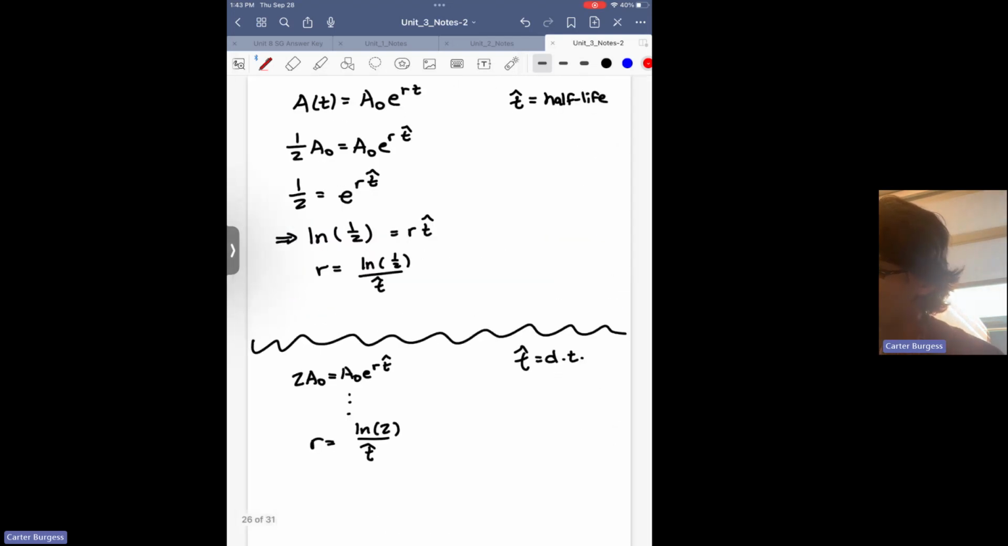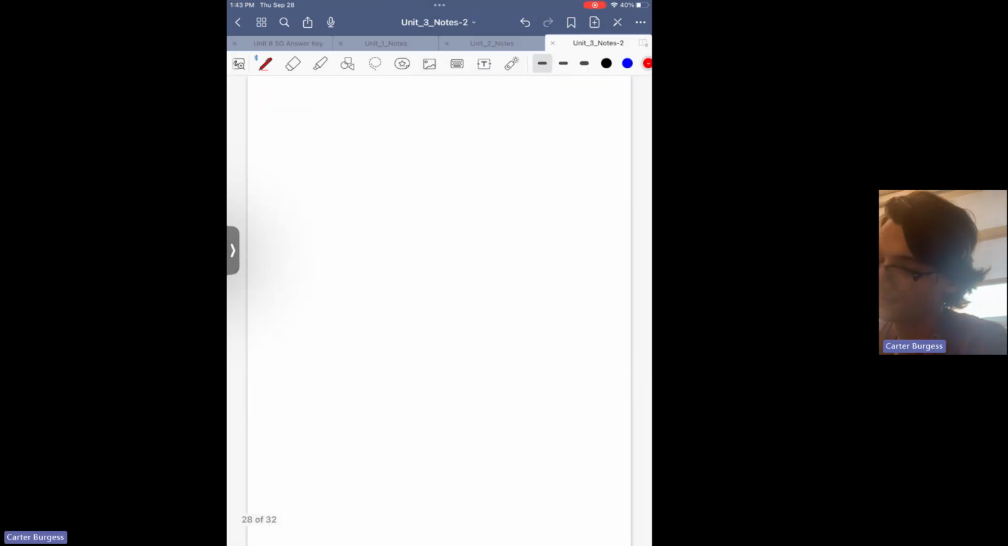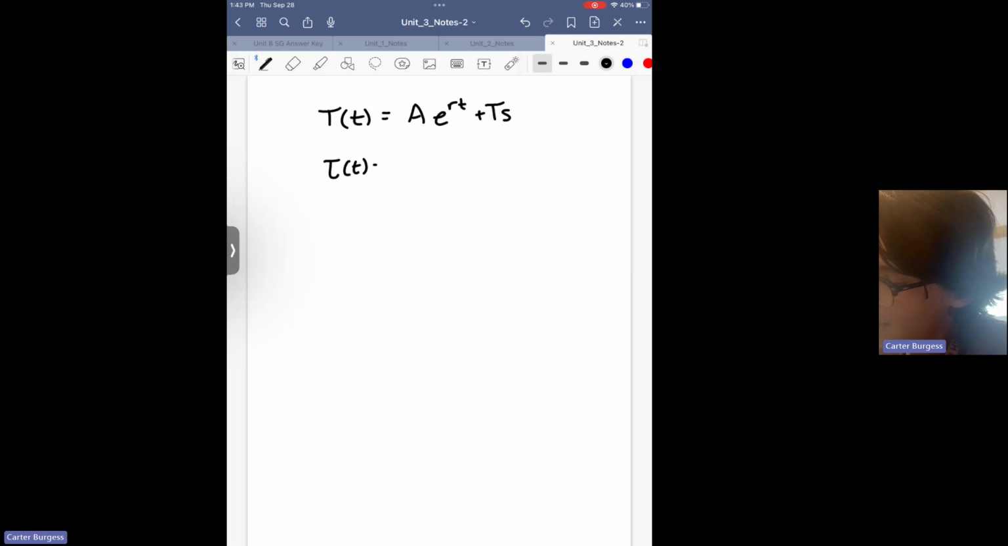In particular, what's changing, if we were to take what we have there, T of t, think of this as the current temperature, equal to A times e to the RT plus T sub S. If we were to subtract T sub S from both sides, you would get that our current temperature minus the surrounding temperature, or in other words, the difference in temperature, is equal to just purely this exponential piece, A times e to the RT.